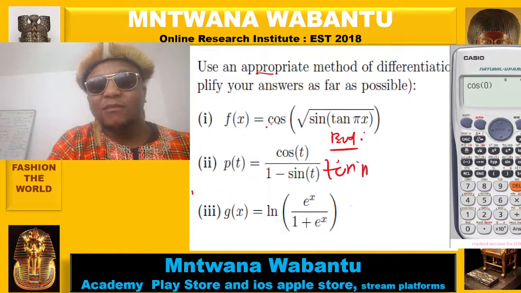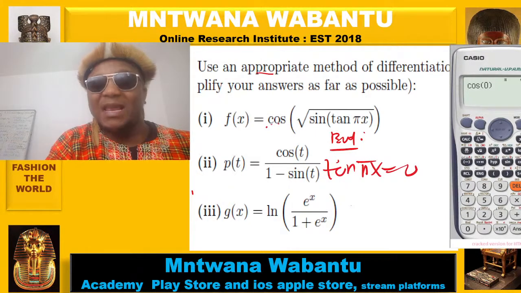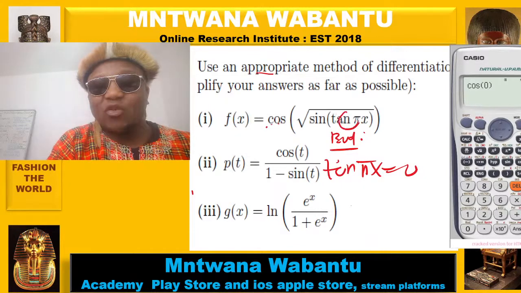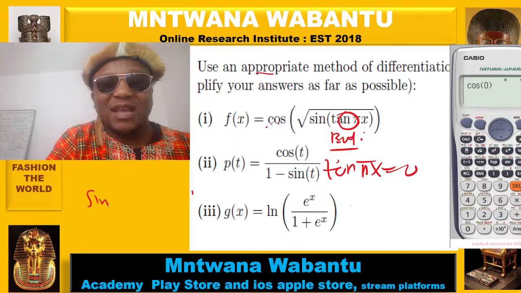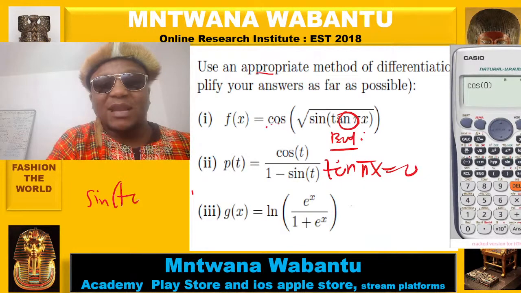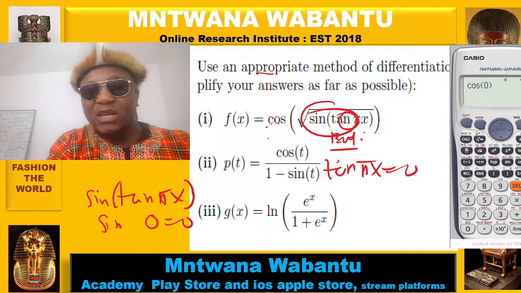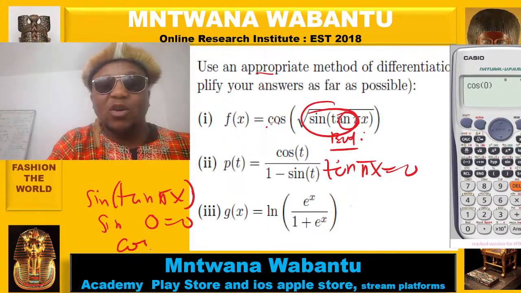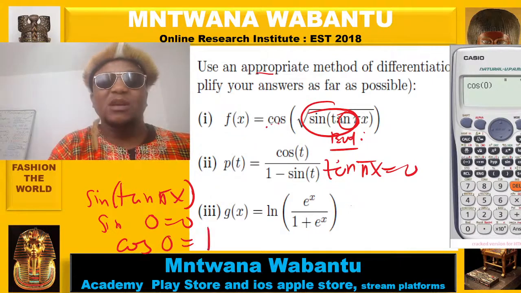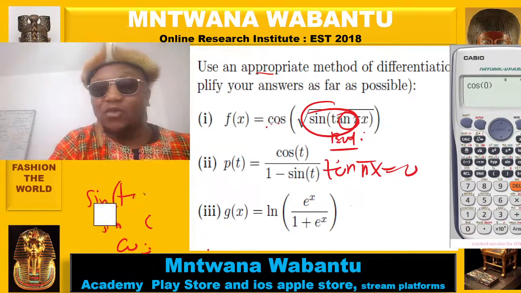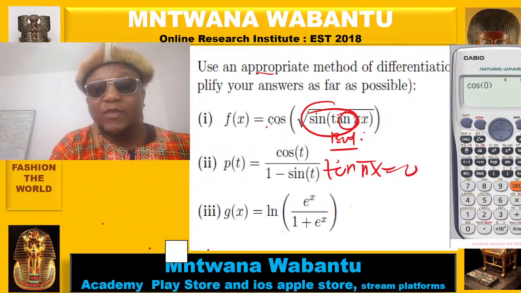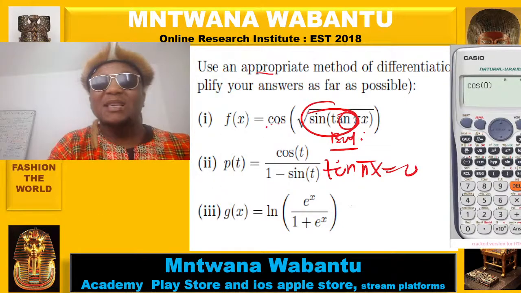tan pi x equals 0. And then I'm going to plug it back, so it's going to be 0. And then I'll say but sine of tan pi x equals 0. And then I'll say sine of 0, this also equals 0. And then I'll plug back 0, and then cos of 0 equals 1. So then I'm going to say f of x equals 1. And then when you differentiate 1, it's going to give you 0.